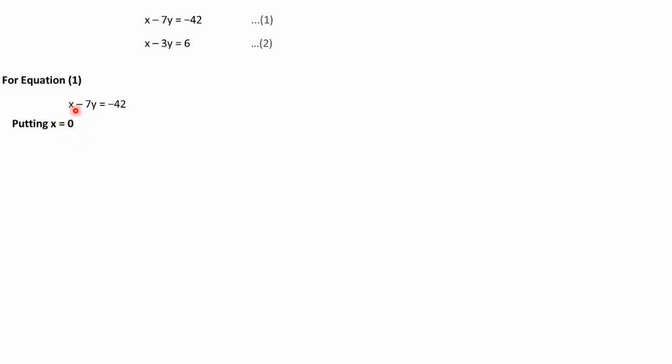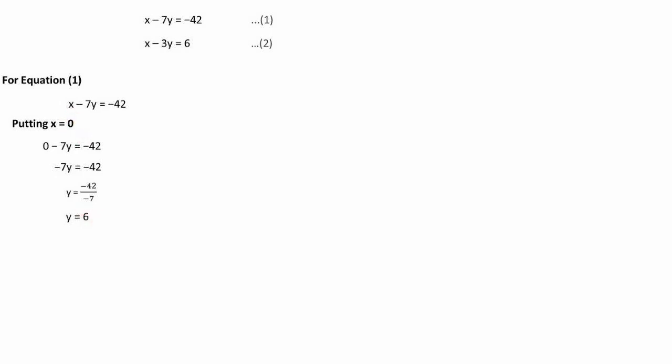Here I am taking x is equal to 0, so you have to replace x and put 0. That is 0 minus 7y is equal to minus 42, that is minus 7y is equal to minus 42. And from here we can calculate y. For calculating y, we bring this minus 7 to the right side, and it comes as divided by minus 7. So y is equal to minus 42 divided by minus 7. We have got y is equal to 6. So when x takes the value 0, y will be 6.